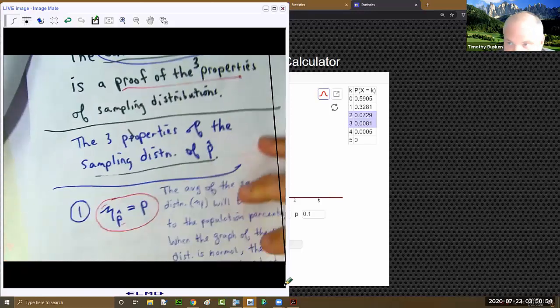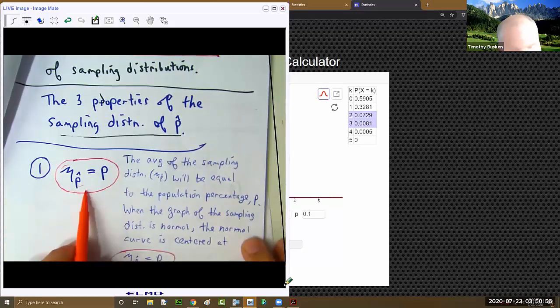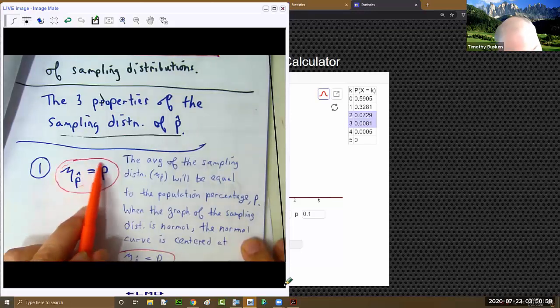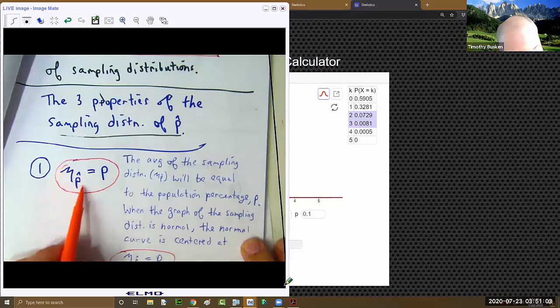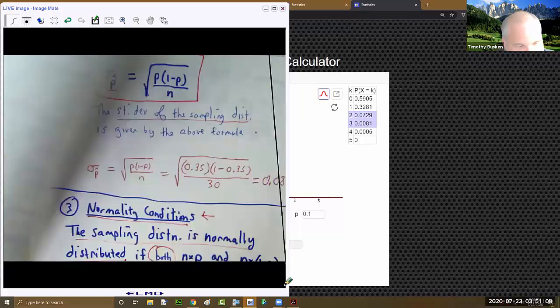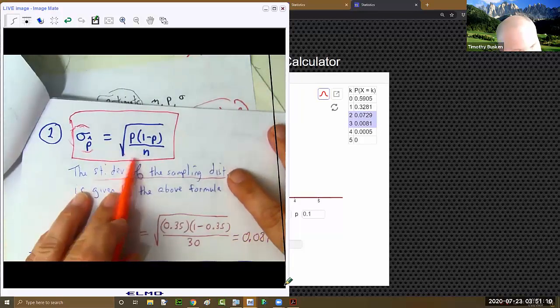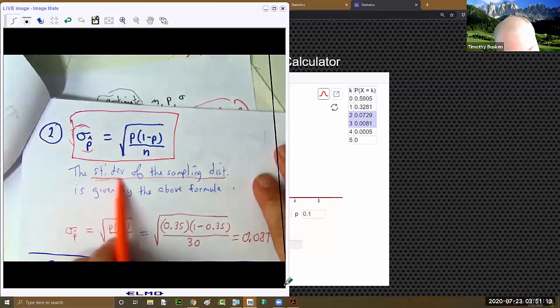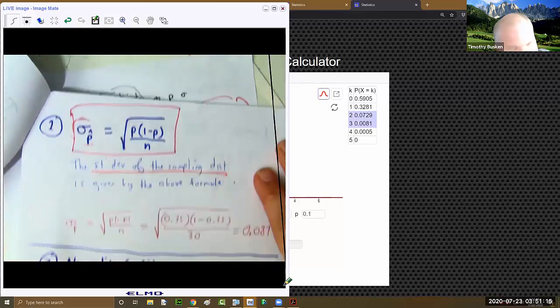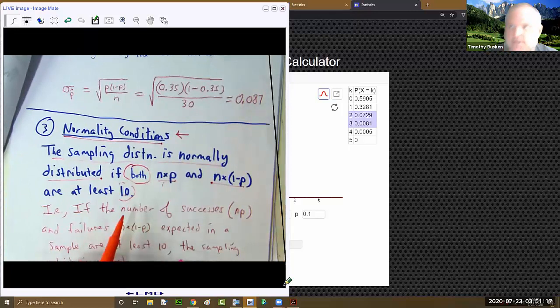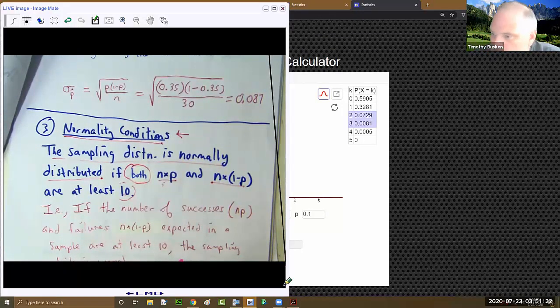So the central limit theorem tells you that when the distribution is normal, the center of the distribution will be at p, and it also tells you that the average of the sampling distribution collection will be equal to the actual percentage. It gives you a formula for the standard deviation of the sampling distribution, and it gives you conditions under which the sampling distribution curve will be normal.